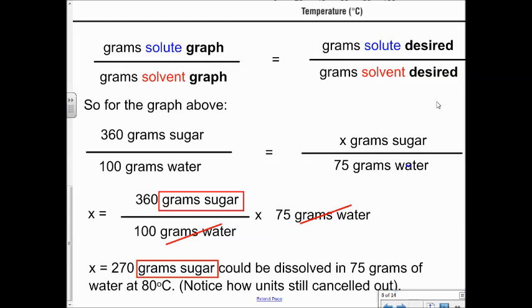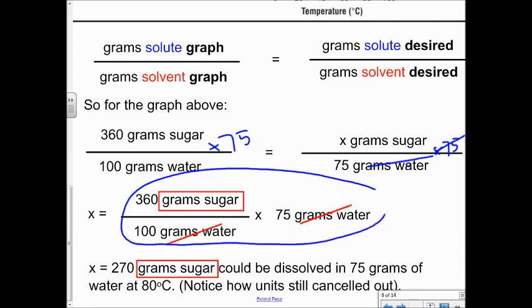So when you go through and solve for this, you have to use your above average algebra skills. We need to solve for X. How do I get X by itself? We need to multiply each side by 75. This side cancels out, and we take this side times 75, which is what we have done in this step down here. That helps us solve for X, and we find that X is 270 grams of sugar can be dissolved in 75 grams of water at 80 degrees Celsius.